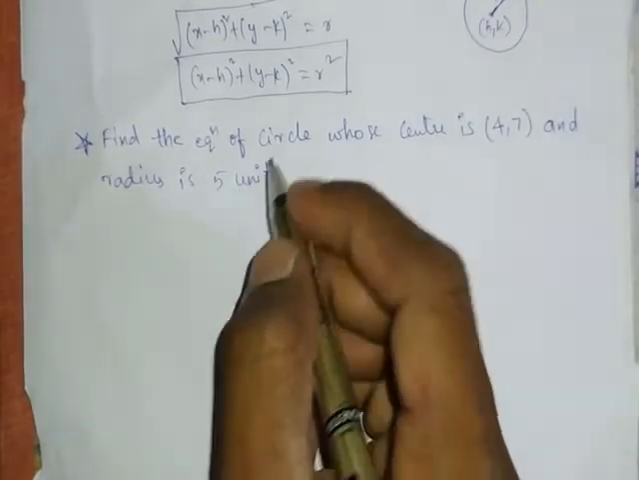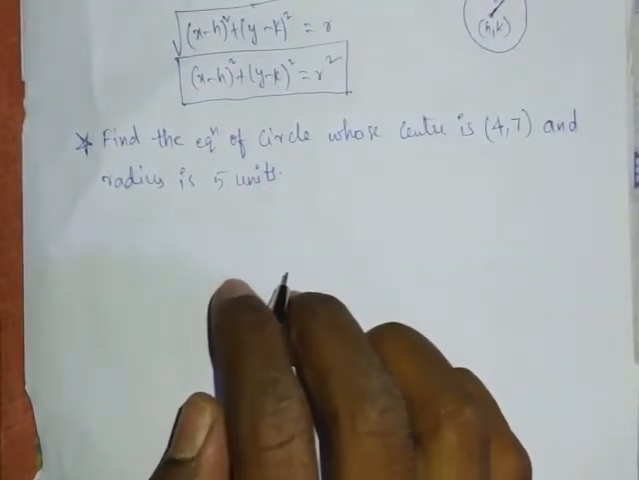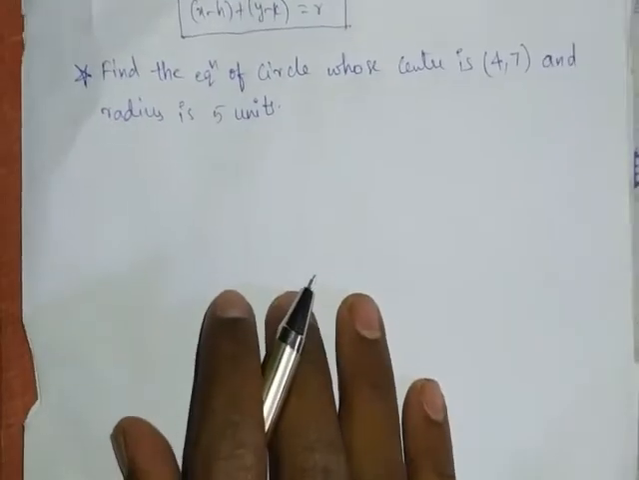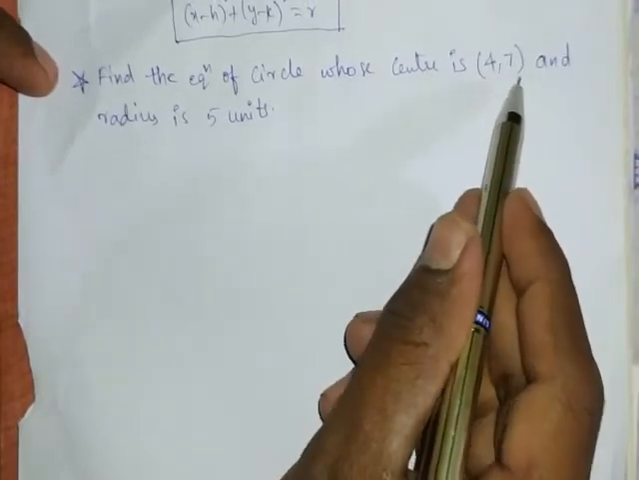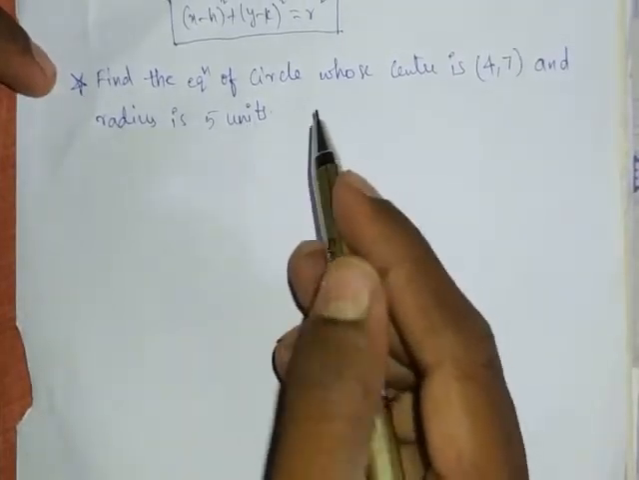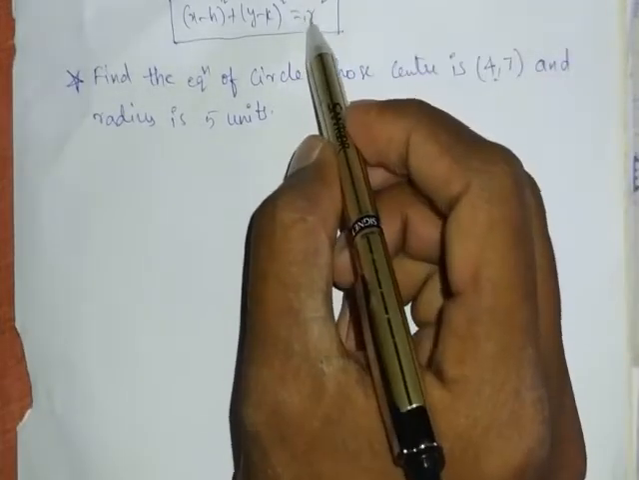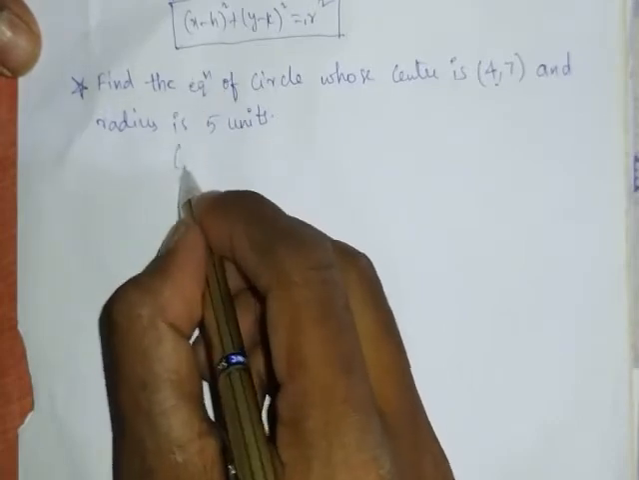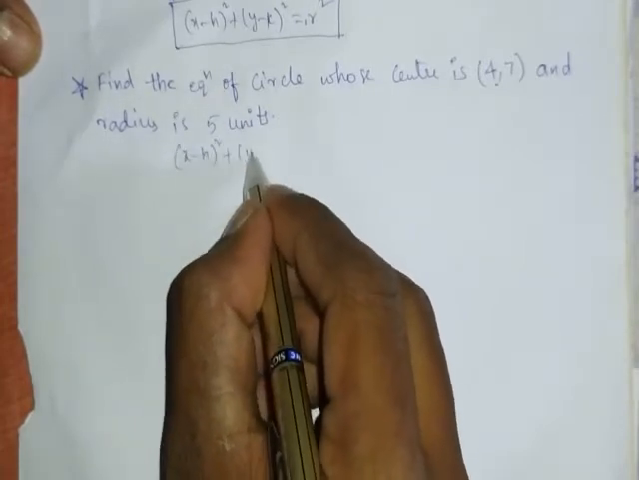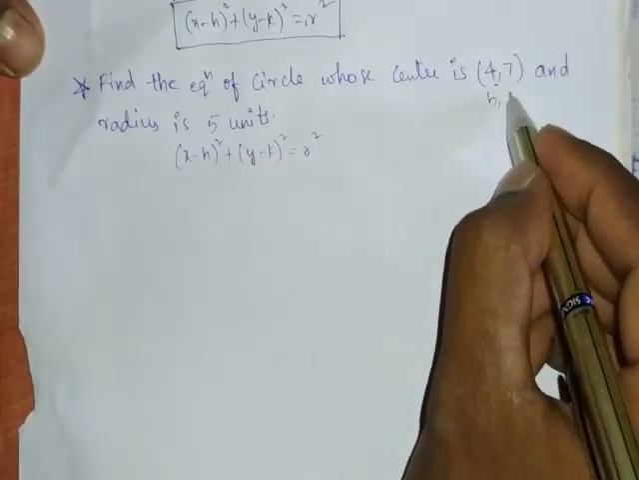So this is a question. This is just a basic question. We shall do this one first, and move to deeper questions in the coming videos. Find the equation of the circle whose center is 4, 7 and radius is 5 units. When the center is other than the origin, here they gave the center as 4, 7 and the radius as 5 units. We can apply the formula (x minus h) whole square plus (y minus k) whole square equals r square, where h comma k is the center of the circle.